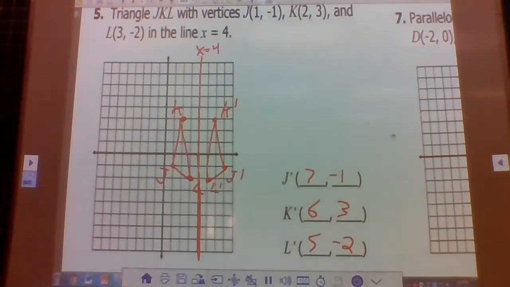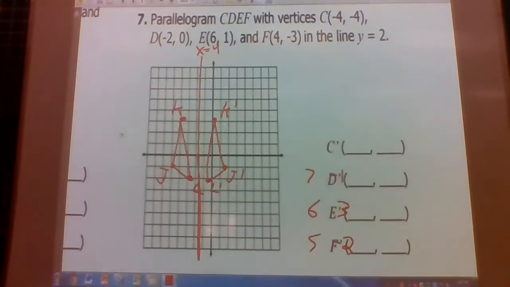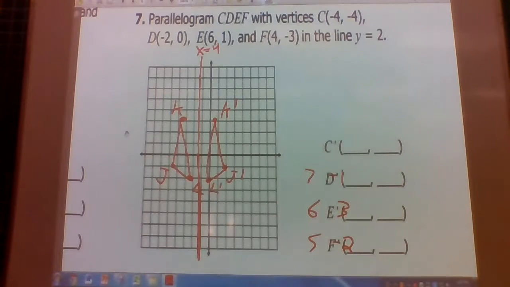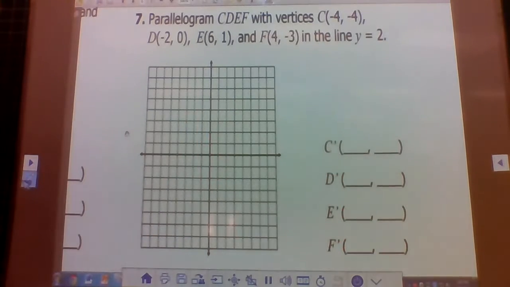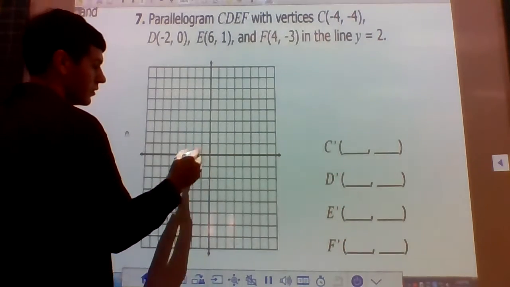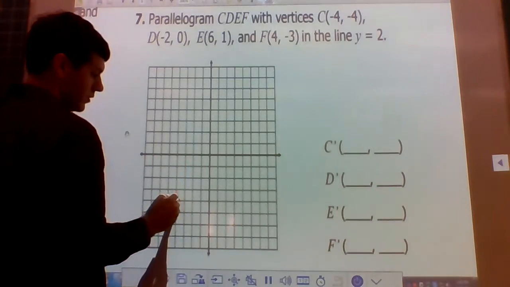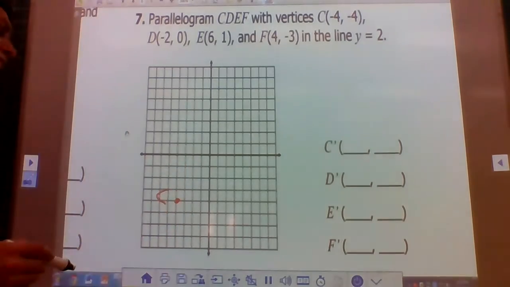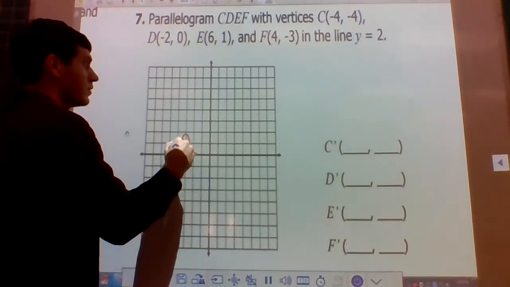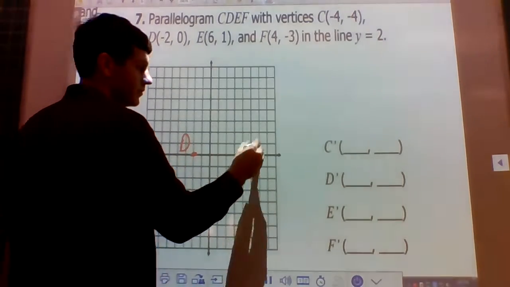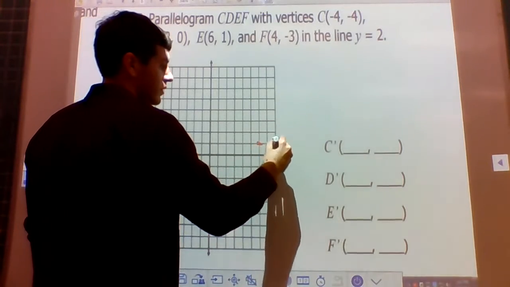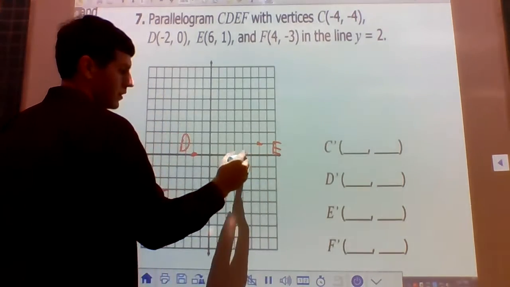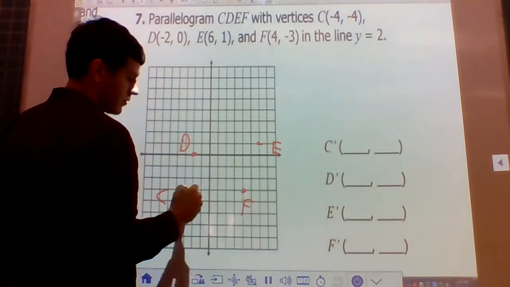Next, we're reflecting over the horizontal line, y equals 2. So let's draw in our parallelogram, and then our line of reflection. So parallelogram C, D, E, F. C is -4, -4. D is -2, 0. E is 6, 1. And F is 4, -3. So there's our image.